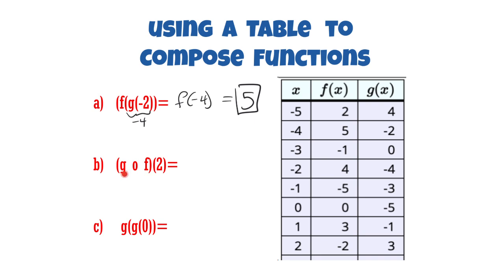Notation here, g of f of 2. Doing f of 2, taking that answer, plugging it into g. F of 2, right here, gets me a negative 2. So that's a negative 2. Now I'm going to do a g of negative 2. Back to my table at negative 2. The g function is negative 4. Final answer.